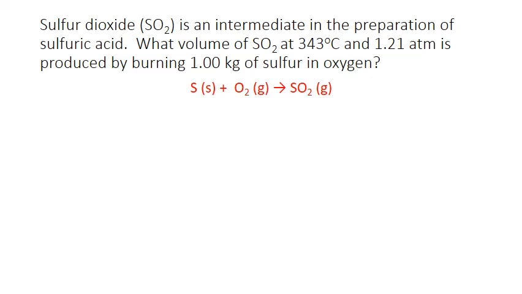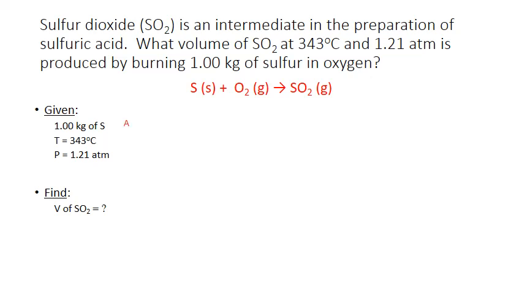And here's an example. Sulfur dioxide, SO2, is an intermediate in the preparation of sulfuric acid. What volume of sulfur dioxide at 343 degrees Celsius and 1.21 atmospheres is produced by burning 1 kilogram of sulfur and oxygen? All right, so we're given as our starting amounts the mass of one of our reactants, and it's a solid reactant. We're also given temperature and pressure. Temperature and pressure won't really affect the mass of a solid, but they will influence the final volume of our gaseous product, sulfur dioxide. So this is what we're asked to find.